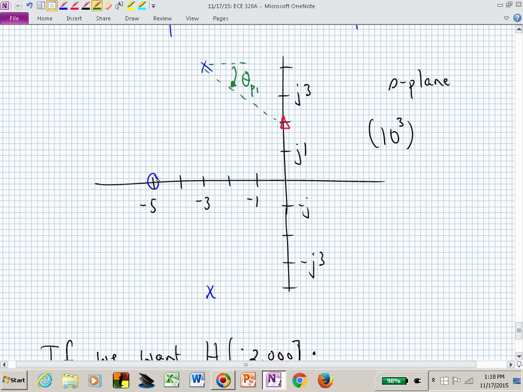Then the contribution that this zero makes, magnitude-wise, is the length. Now we could get out our dividers and actually measure that, or our ruler. This is the angle that that zero makes. And this is now the length, or the magnitude contribution, and this is the phase. And let me call this length L sub P1, this is L sub Z, and this is L sub P sub 2.